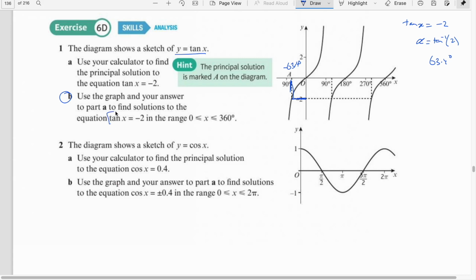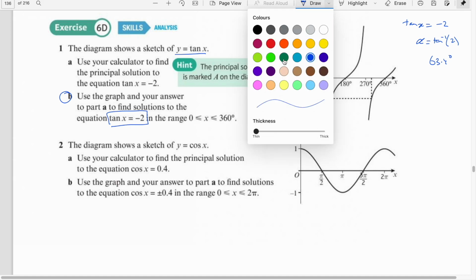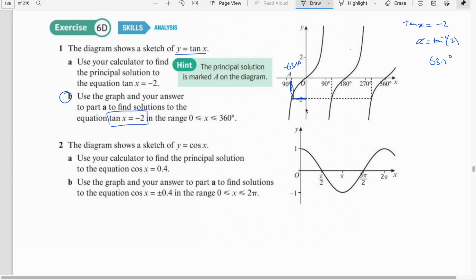B part says use the graph and your answer to part A to find the solution to the equation tan x equals -2. Now if I just look at this, we can see that we have more options from 0 to 360. On this complete line I'm having two intersection points, and in both of these points you can see it is more than 90 and more than 270. It is better to understand when we draw the coordinates. So tan is negative. We knew that. Add sugar to coffee. So tan must be negative in the second quadrant and in the fourth quadrant.